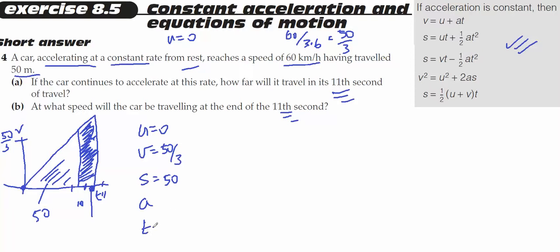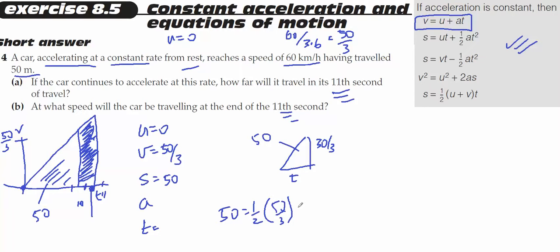And I'll do that by finding t first. I'm going to use this triangle to find t, because I know with this triangle that the height is 50 on 3, the area is 50, and t will be that. So 50 equals a half, 50 on 3 times t, therefore t equals 6. And since I know t equals 6, I can now use this to find a, because v, which is 50 on 3, equals 0 plus a times 6.